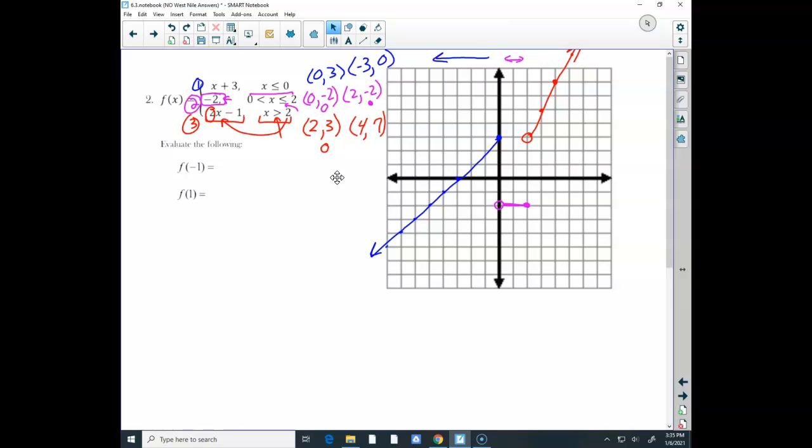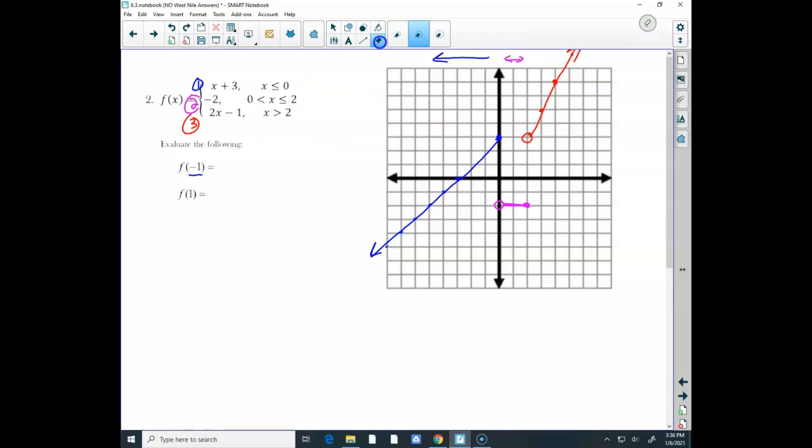Now, if I'm evaluating my function, okay, well, which piece does -1 fall into? Well, now I'm going to kind of clean this stuff up for myself a little bit. I'm going to get rid of that. -1, well, where does -1 fit in? Well, -1 fits right into this piece because -1 is less than 0. So that means I got to put -1 into this one. So what's -1 plus 3? Now, that's going to give me 2.